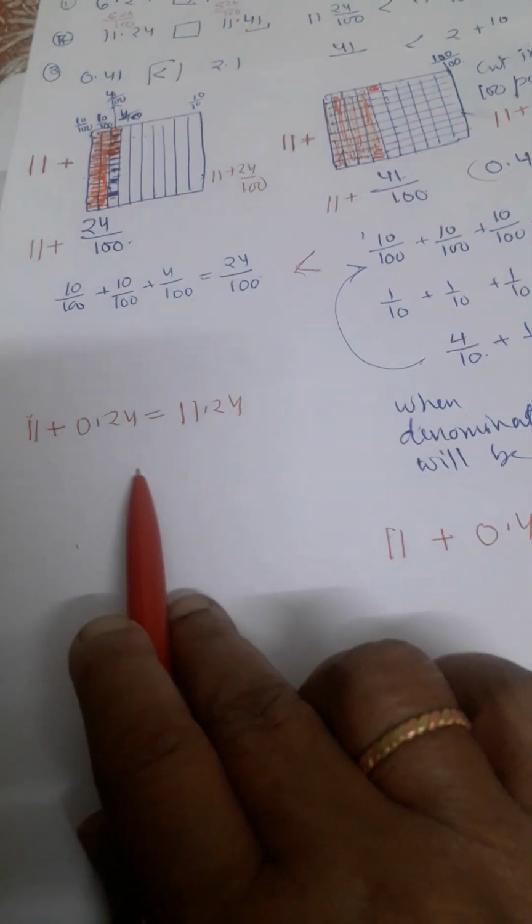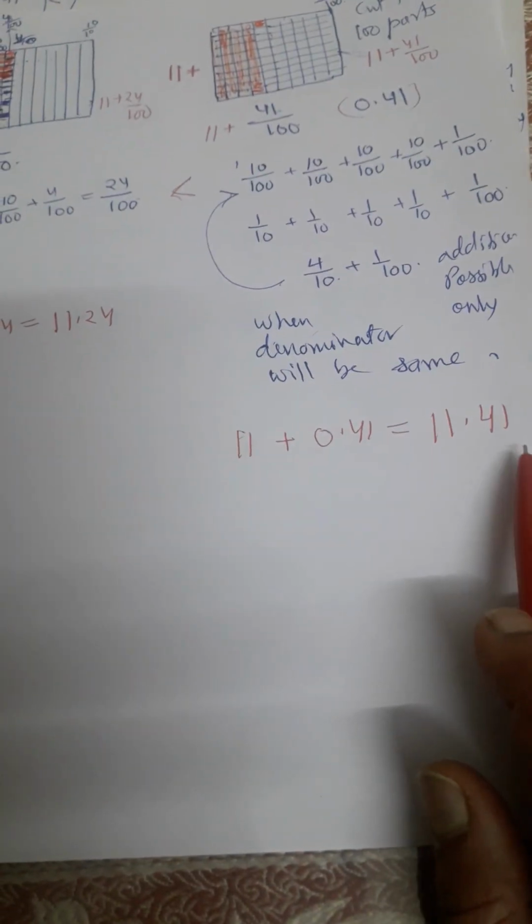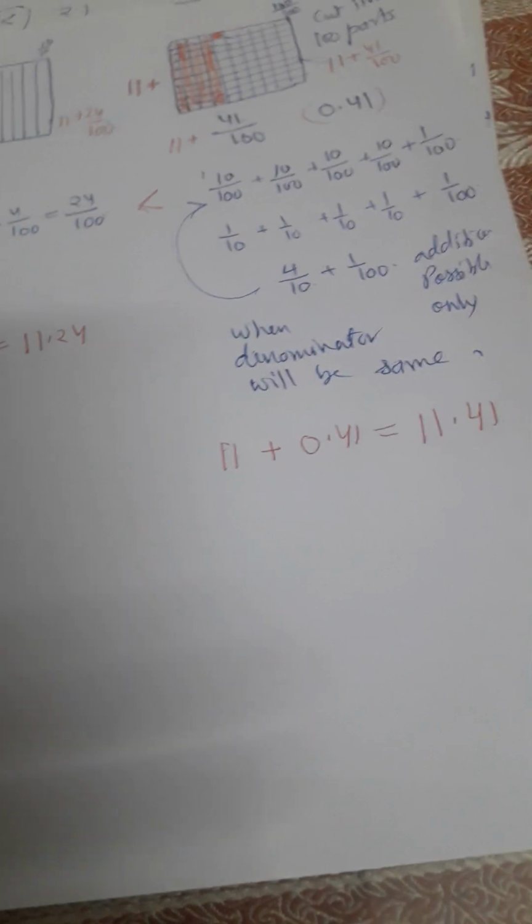So 11 plus 0.24 is equal to 11.24, and 11 plus 0.41 is equal to 11.41. Clear, Ali?